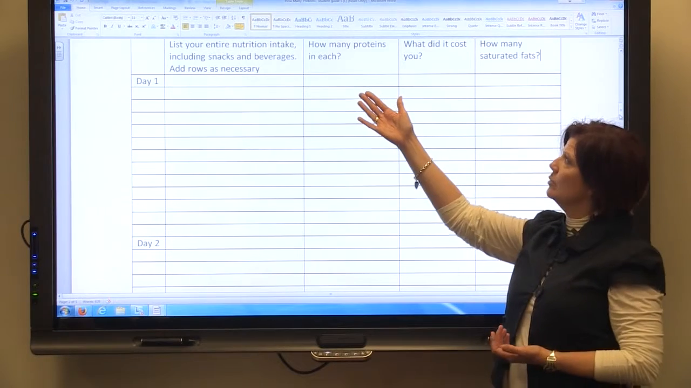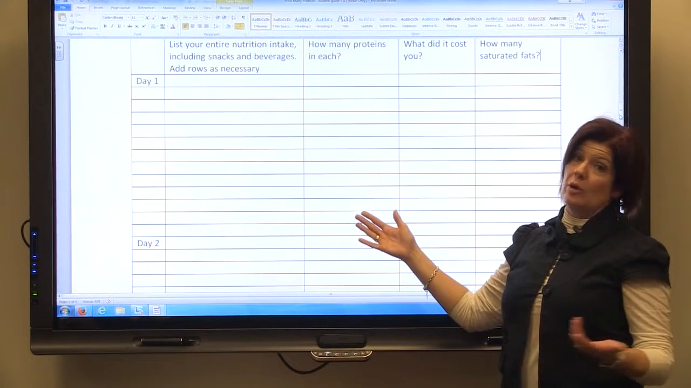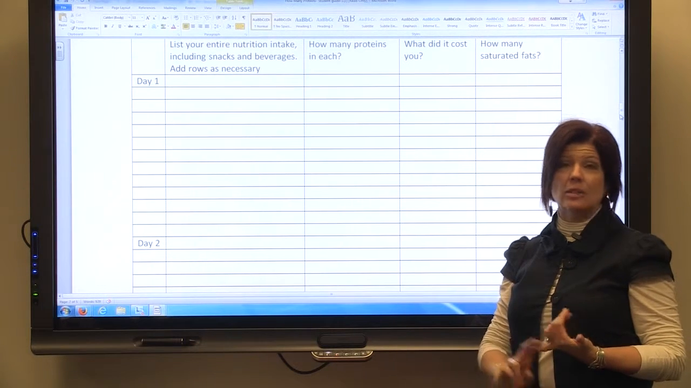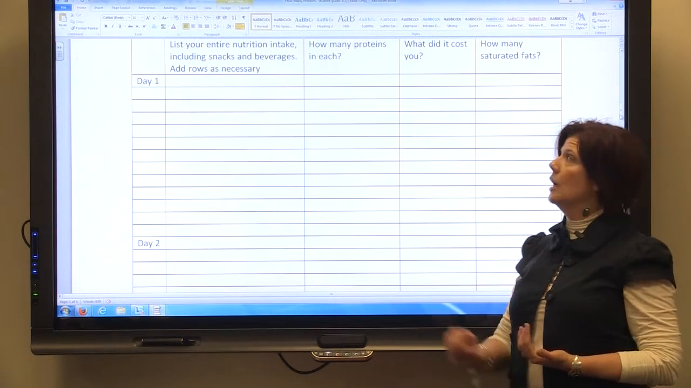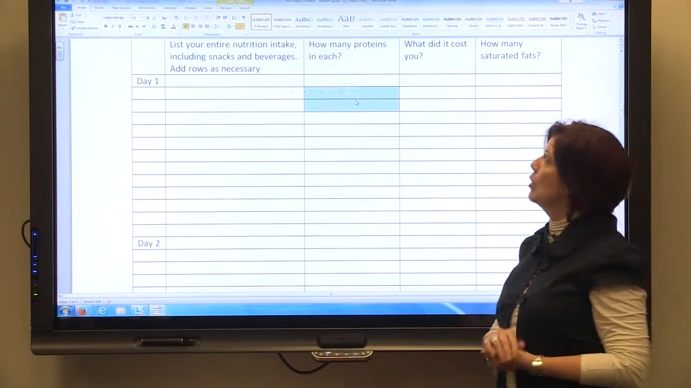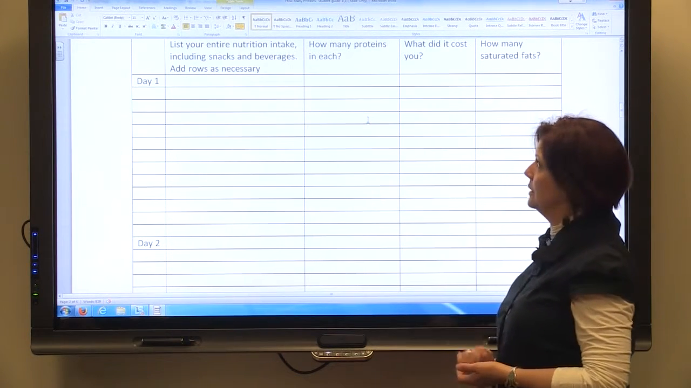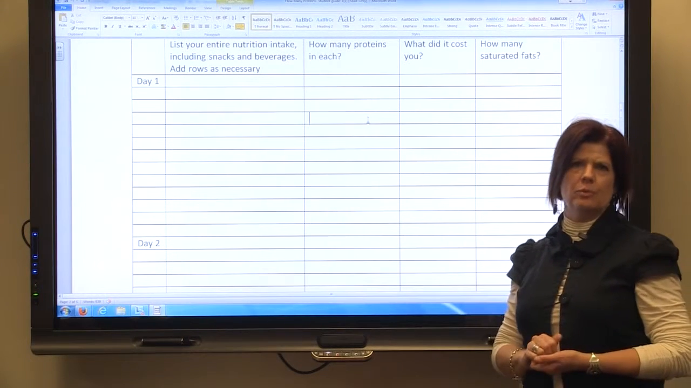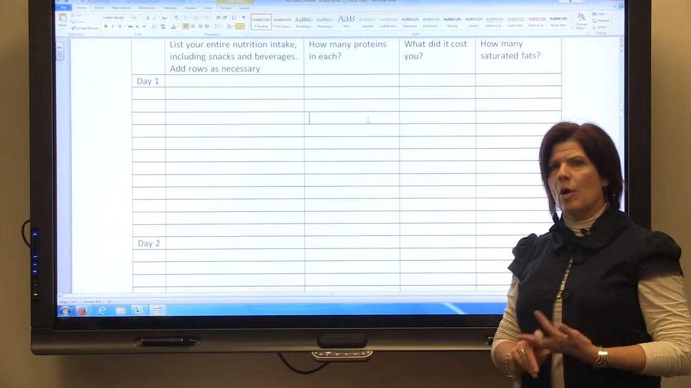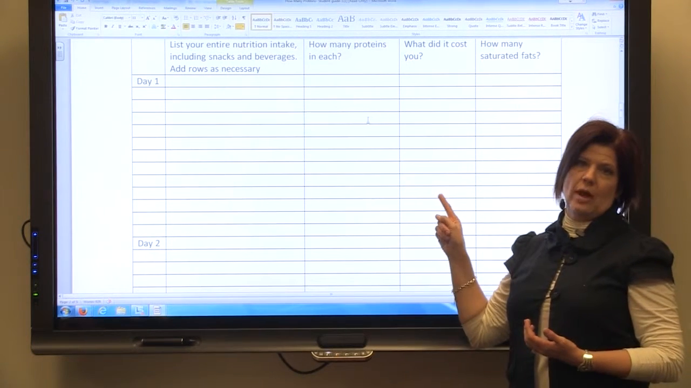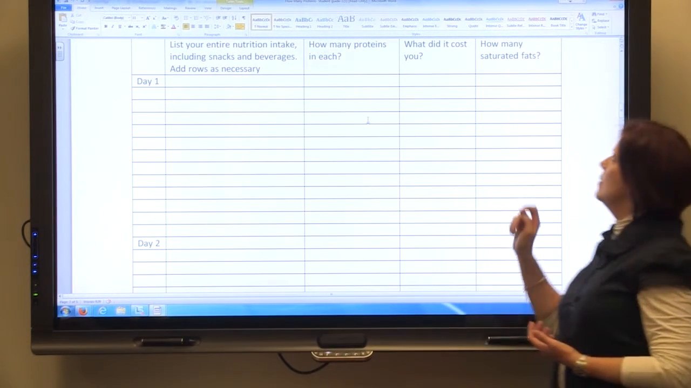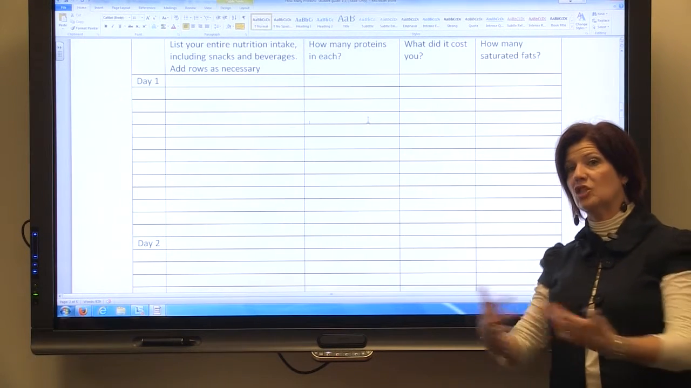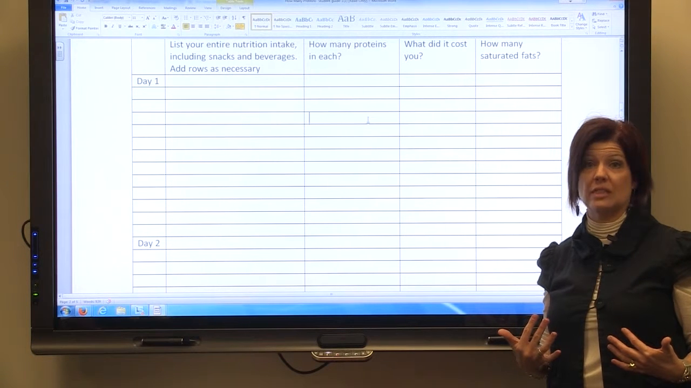In each of these columns, you will look up, or maybe you already know, how many proteins are in each. Sometimes it's on a package container, sometimes you look it up on the website. But write down how many proteins in each of your nutrition choices. And then how much did it cost you? We're going to look at 3 parts of this lab. How much did it cost you out of your pocketbook? What was the impact on your body? How many saturated fats in exchange for giving your body the nutrients it needs?